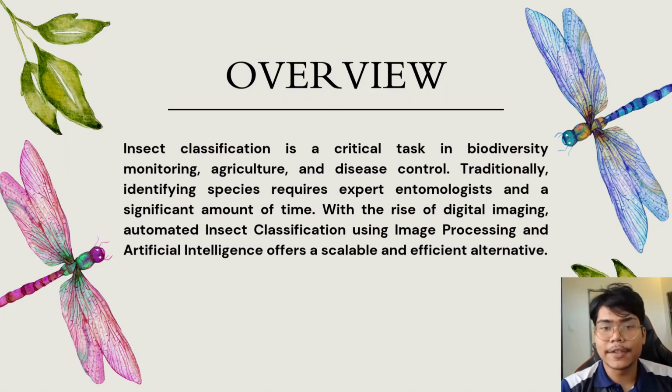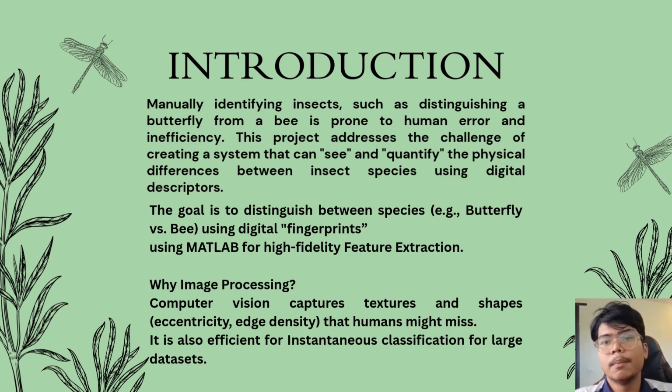Image classification is a critical task in biodiversity monitoring, agriculture, and disease control. Traditionally, identifying species requires expert entomologists and a significant amount of time. With the rise of digital imaging, automated insect classification using image processing and artificial intelligence offers a scalable and efficient alternative. Manually identifying insects, such as distinguishing a butterfly from a bee, is prone to human error and inefficiency.